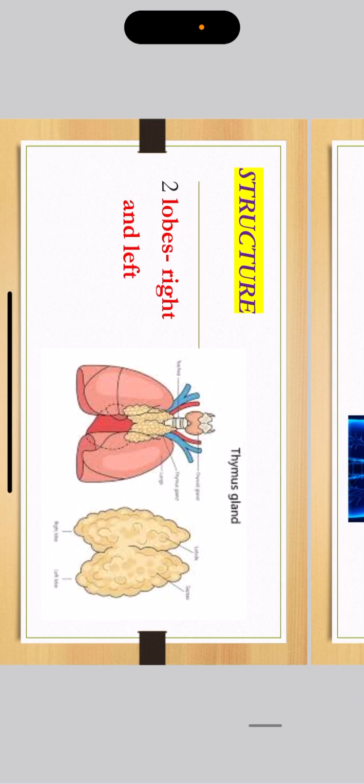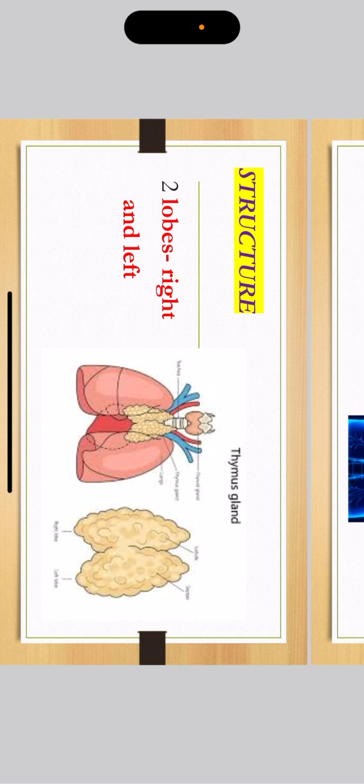Now about the structure of this thymus gland. So as you can see in this figure, thymus gland, it has two lobes, right lobe and left lobe. You can easily identify the lobes in this figure. And these two lobes, these are joined together by fibrous tissue which is surrounded by a capsule.